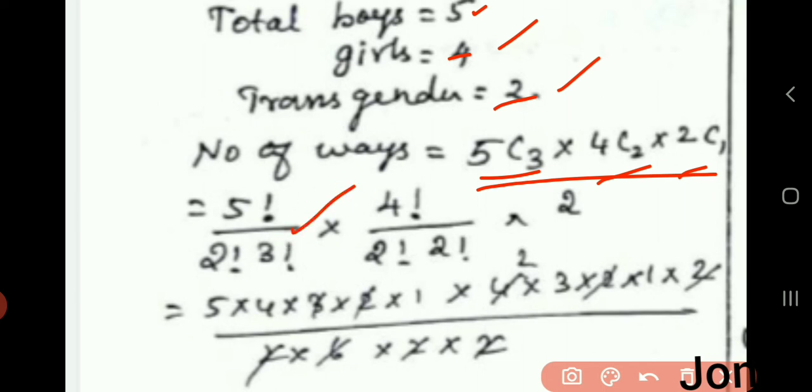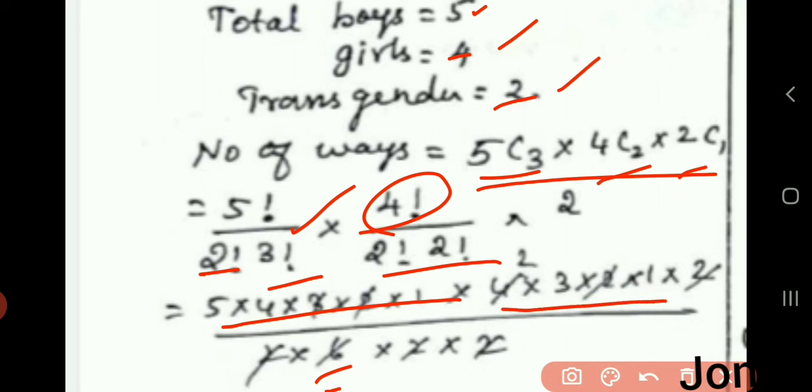The nCr formula, n factorial divided by r factorial into n minus r factorial. Like this, here also the same formula I want to substitute. Then 5 factorial can be written as 5 into 4 into 3 into 2 into 1 divided by 2 factorial into 3 factorial, which is 3 into 2, that is 6 here. And then keep this 4 factorial as 4 into 3 into 2 into 1 divided by, for these two, 2 into 2 here, and put this 2 also as it is here. And then I want to cancel everything.